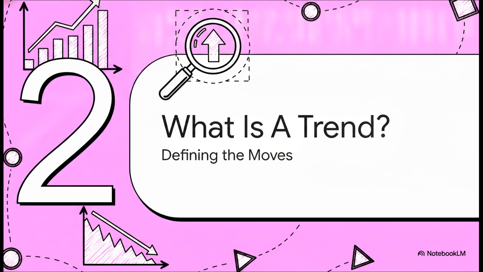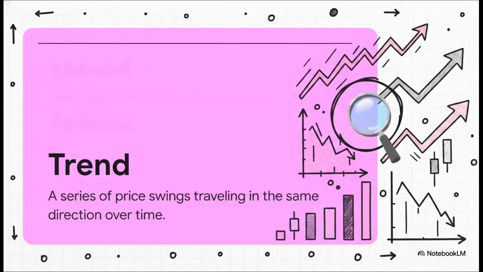What is a trend? Breaking this down to its absolute simplest terms, a trend is just a series of price swings traveling in the same direction over time. I really want you to notice that key phrase, a series of price swings, because as we know, markets rarely ever move in perfectly straight lines, right? They breathe in and they breathe out. So a trend is simply observing those ongoing swings and confirming that they are in fact traveling in a unified direction. Keeping this really simple definition in the back of your mind is going to prevent you from overcomplicating everything.